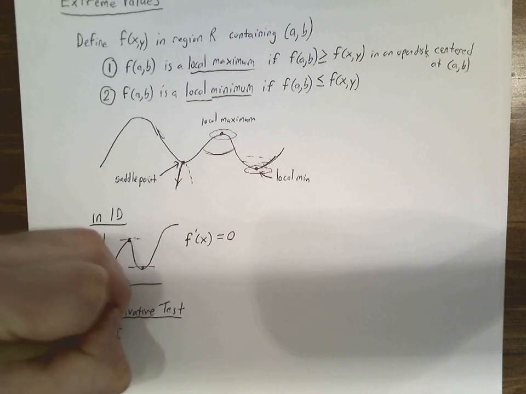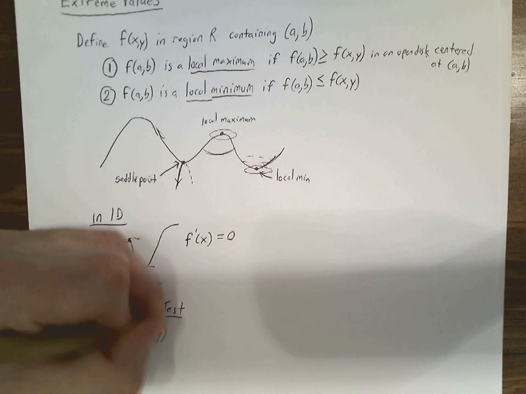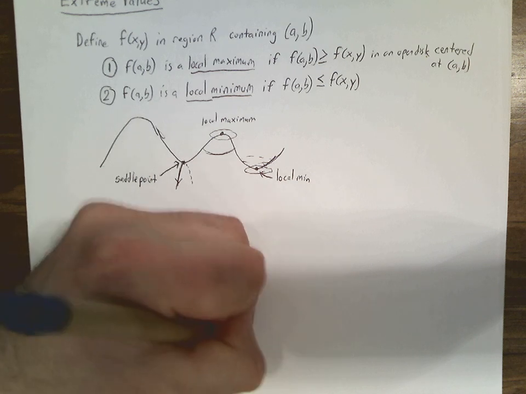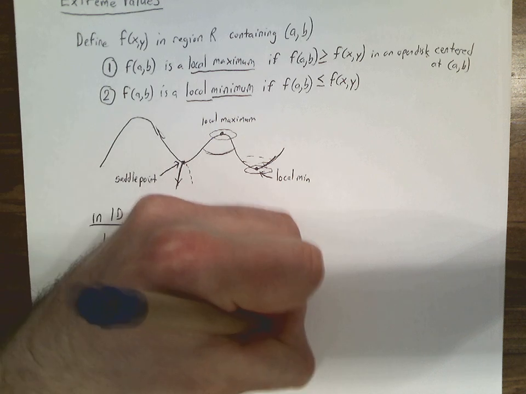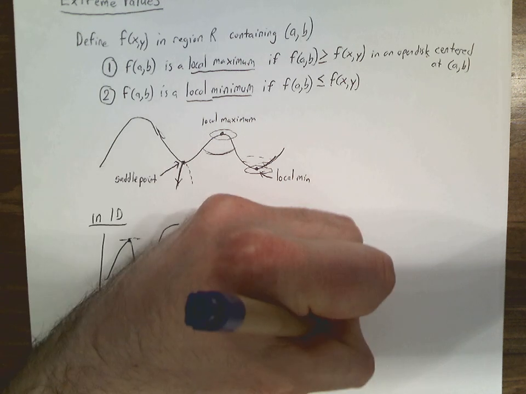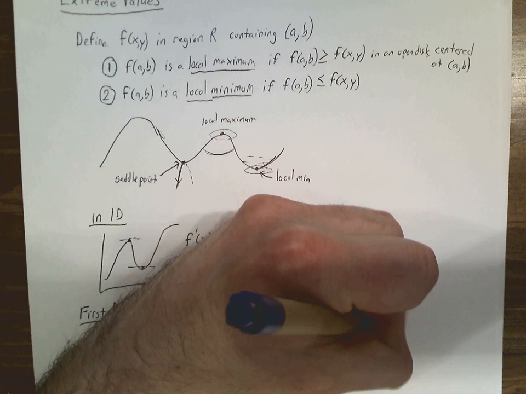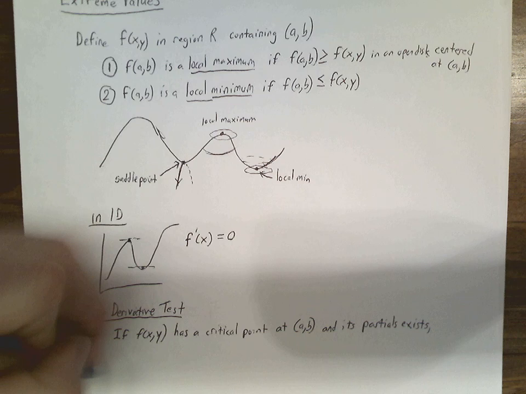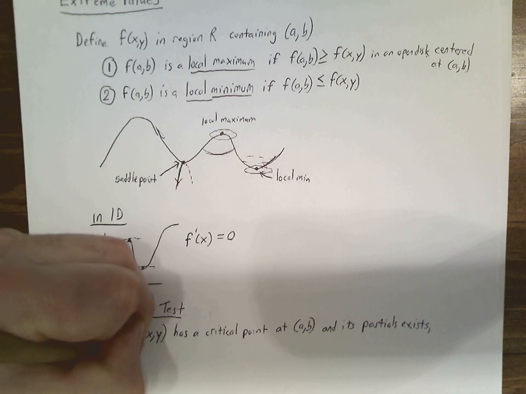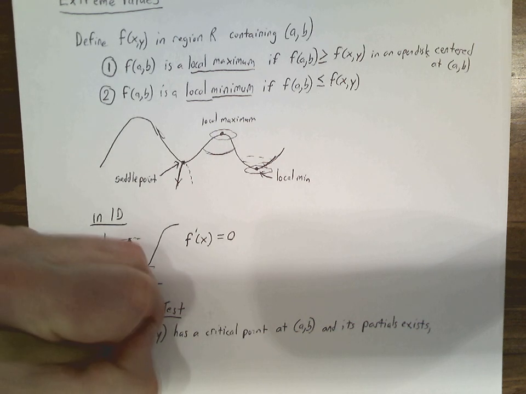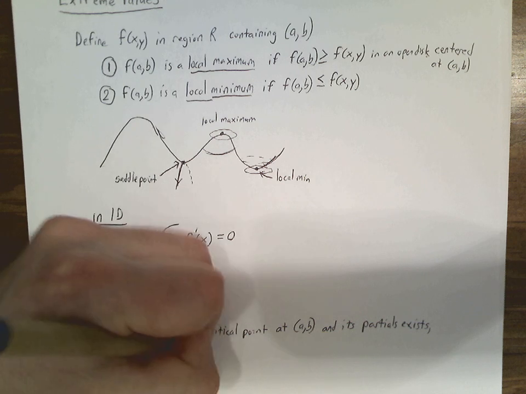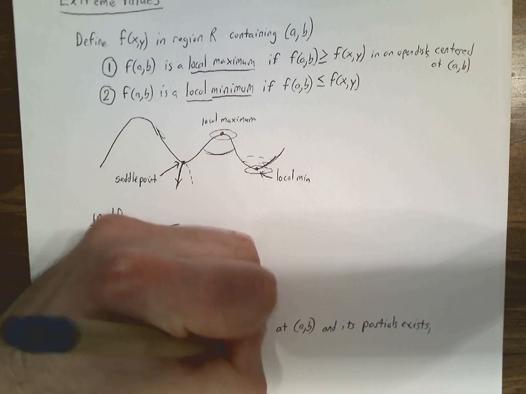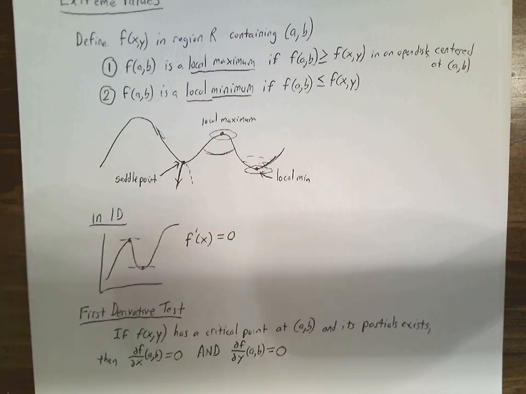Basically, it says if the function f of x and y has a critical point at some point (a, b), and its partials exist, so we need the derivatives to be well defined, then the partial with respect to x at (a, b) equals 0, and both of these need to be true. The partial with respect to y at that point also equals 0.